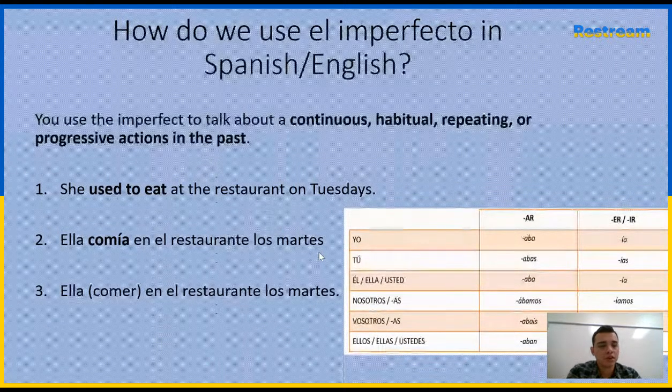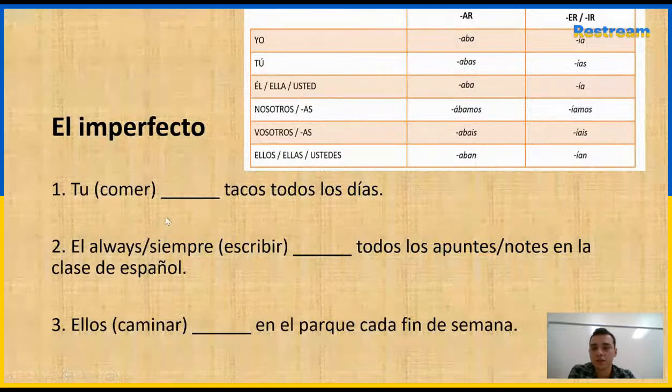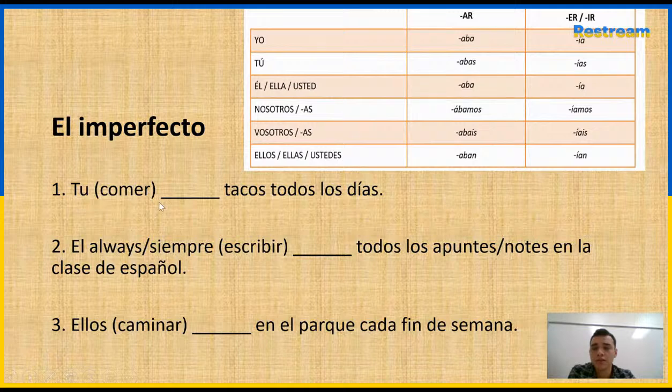So now that I've shown you how to use the imperfect tense in Spanish, it's time for some practice. If everyone can please take out a blank sheet of paper and a pencil or a pen, you're going to be writing down these three sentences, and you're going to conjugate the verbs in parentheses using el imperfecto. Remember that you have to identify your subject pronoun and your verb ending, and you can use this chart as a guide to conjugate those verbs. You will have about 5 minutes to complete this activity, and once the time is up, we're going to come back and review the answers together.